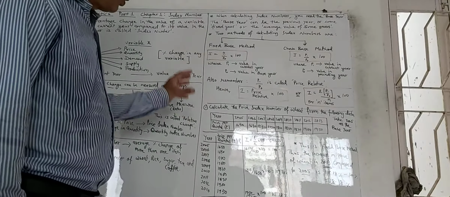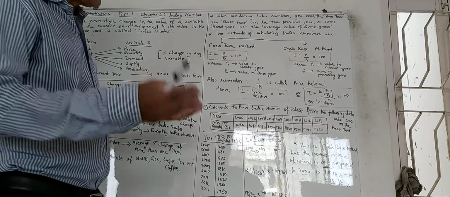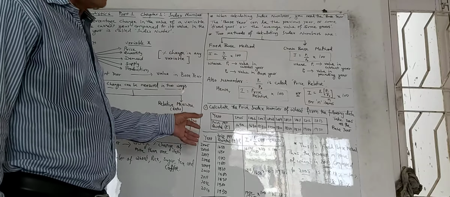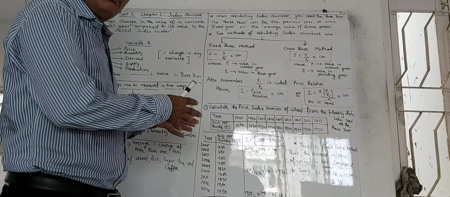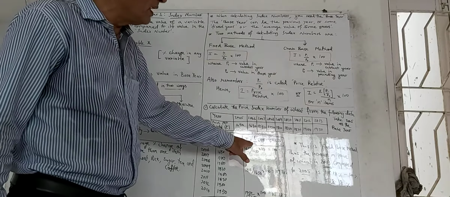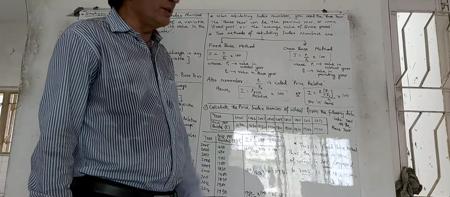So, if you want to calculate the price index number, there are two ways of doing it. This is of course one way, the fixed base method, or you can have it in the chain based method. In the chain based method, it would be the same formula, but what would be different is P0. P0 will be the value in the preceding year.